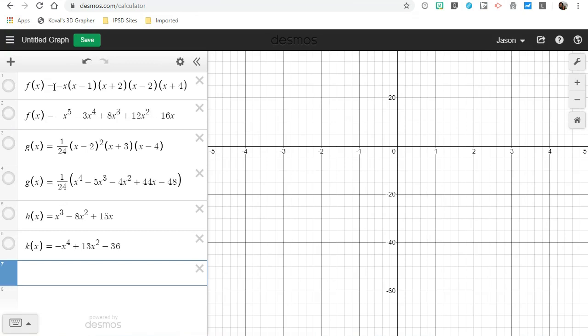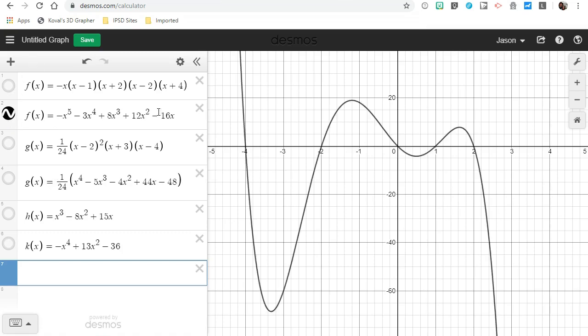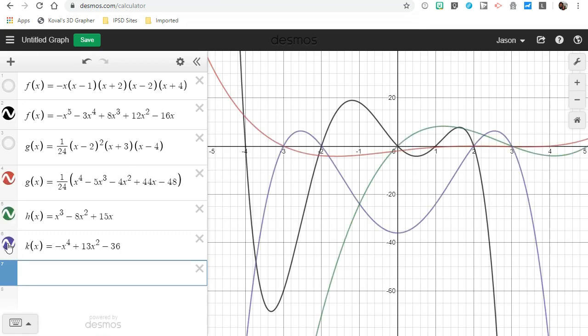I did the favor of multiplying out the first two polynomials for us. So the problem 1 is negative x to the 5th minus 3x to the 4th plus 8x cubed plus 12x squared minus 16x. That's what happens if you do all the distributing. And likewise for problem 2, I put that down here. So what I want to do is just graph these real quick and kind of look at what's going on the 4 problems that we have.